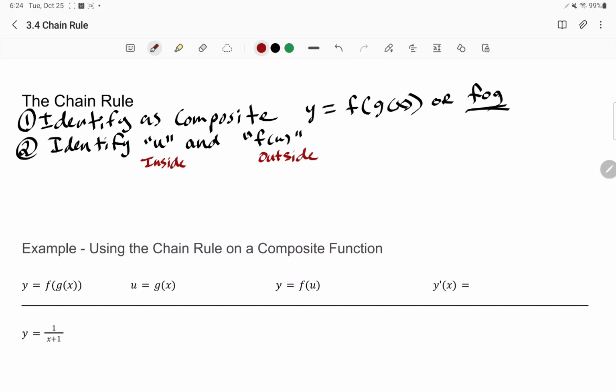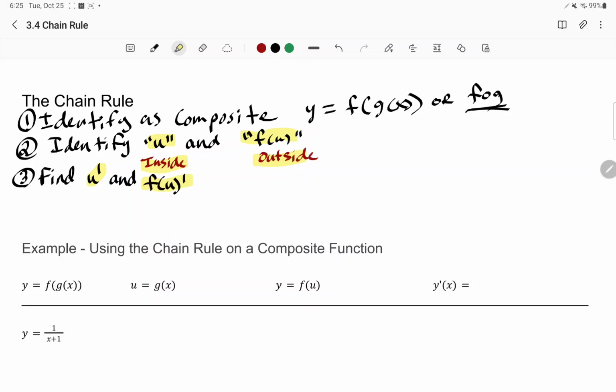Next thing is you want to go ahead and identify your u function, which is your inside, and your f of u function, which is your outside function, and we'll do examples of that as well. So that's step number two. And step number three, you are going to want to find the derivatives of those inside and outside functions.